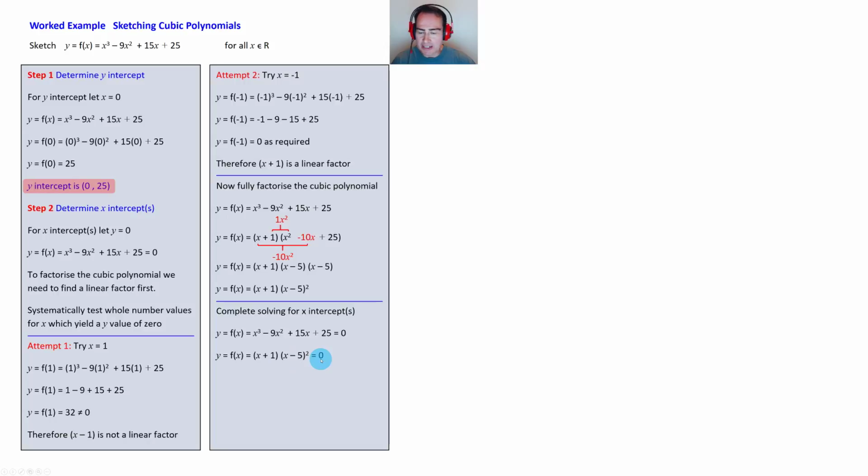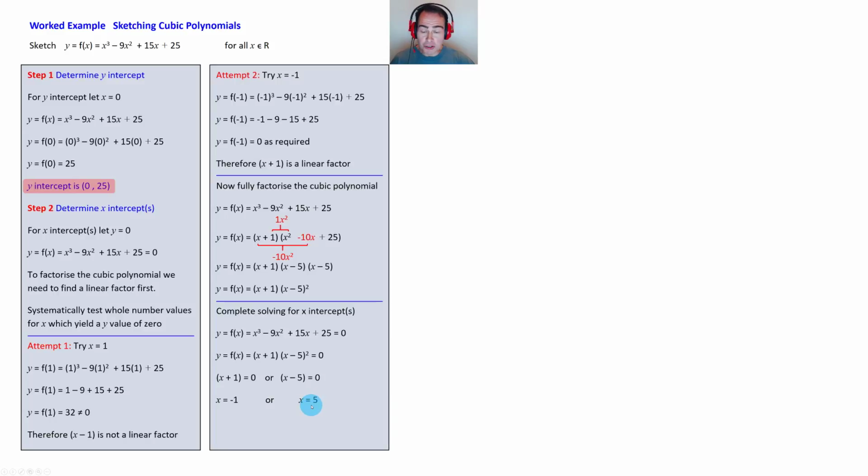And it's now easy to see that this is only true if either x plus 1 is 0 or x minus 5 is 0. In the instance where there were three different factors, we might have had a third equation here. Therefore, x equals negative 1 and positive 5.